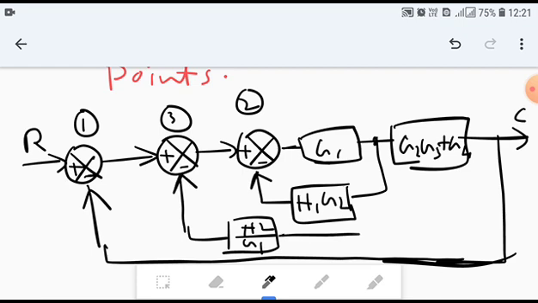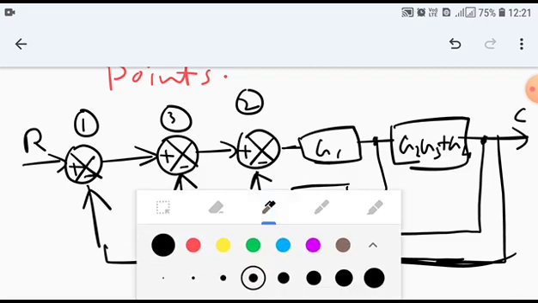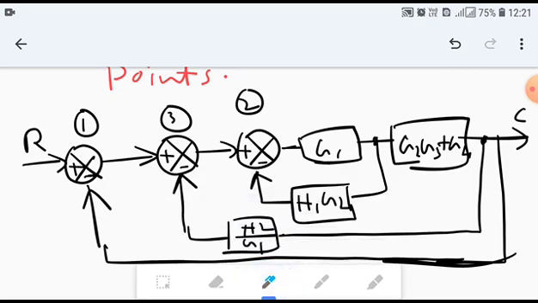This is at the output, right? So what is the use of interchanging the summing points 2 and 3? You can see here after interchanging the summing point, G1 and H1 G2 can be simplified. H1 G2 is in negative feedback with G1.